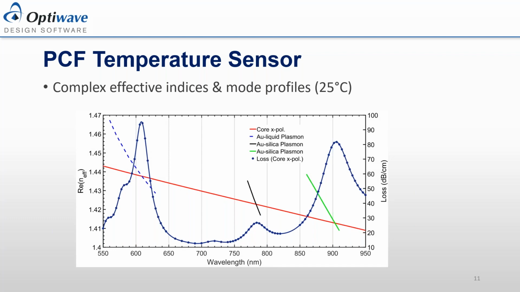The blue, dashed black and green lines that we see slanting across are the effective indices of the plasmonic modes that exist between the gold and liquid and the 2 that exist between the gold and the silica interface. What we see is that as the effective index of the plasmonic modes intersects the effective index of the fiber core mode, that's where we get our peaks. Therefore, the modes are coupling, and we're losing power from the core mode into these plasmonic modes.